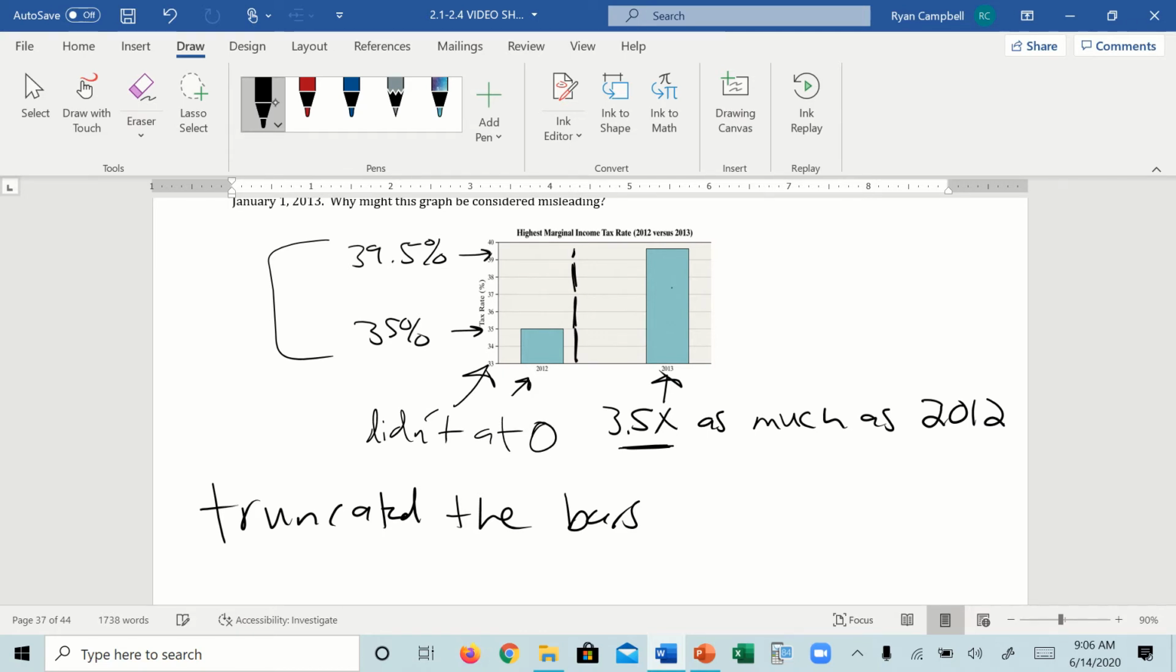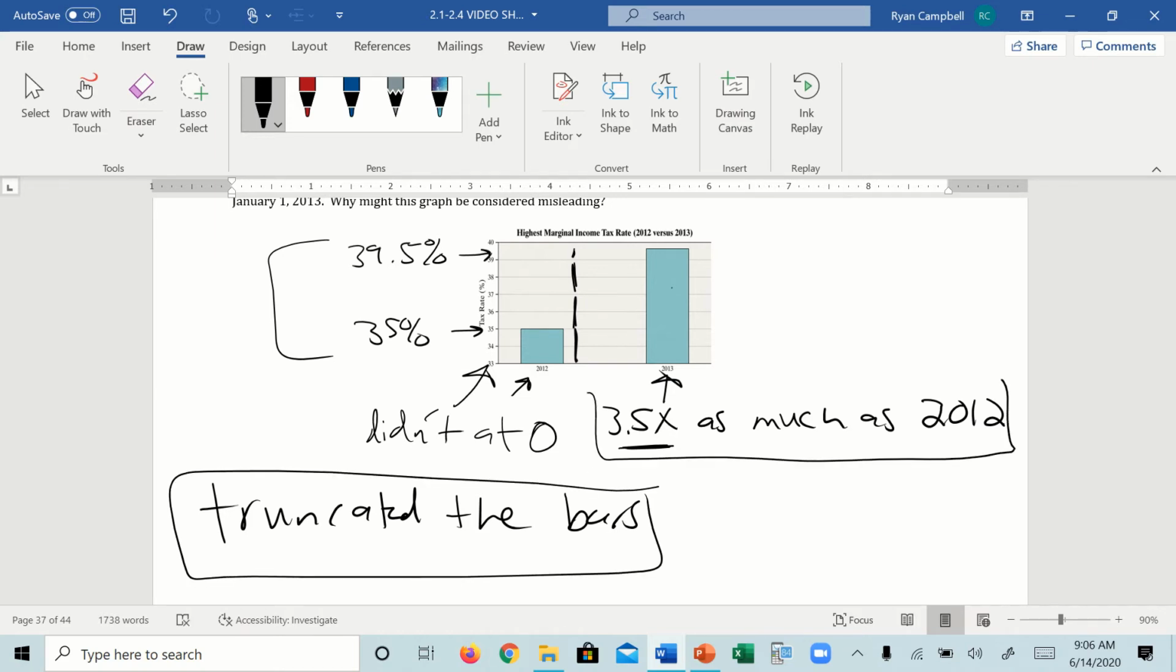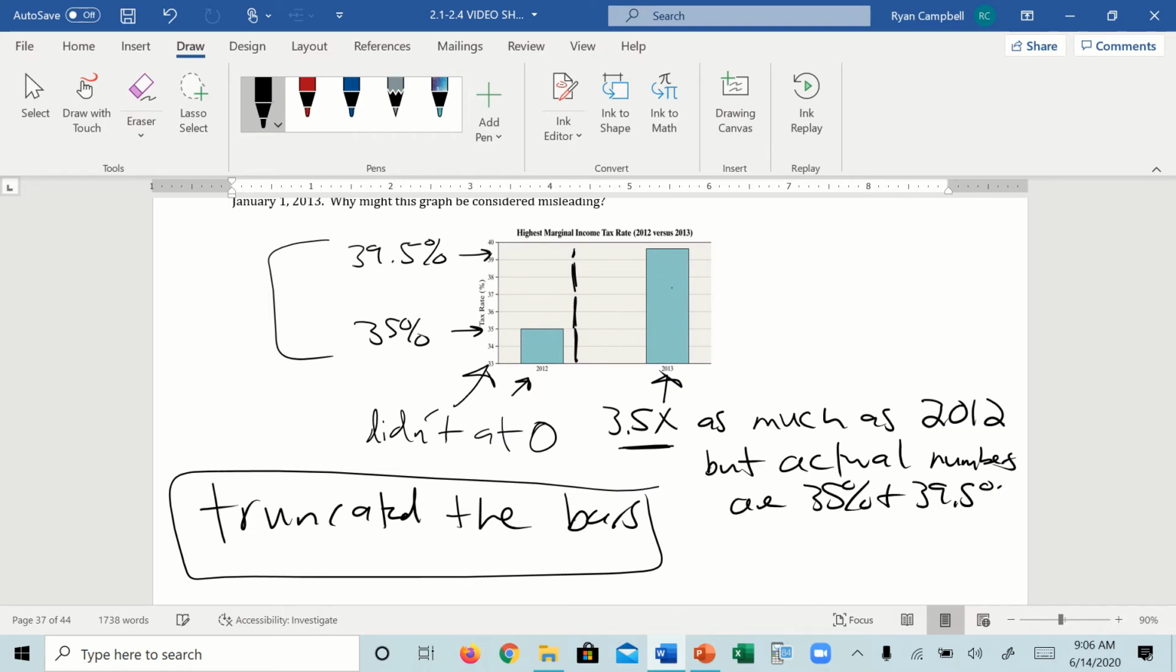So this makes the bars look abnormal. Any of these is correct. You could write they truncated the bars. You could say that it looks like it's 3.5 times as much, but the numbers don't add up. But the actual numbers are 35% and 39.5%, right? Just something like that. Just tell us what's wrong with it.